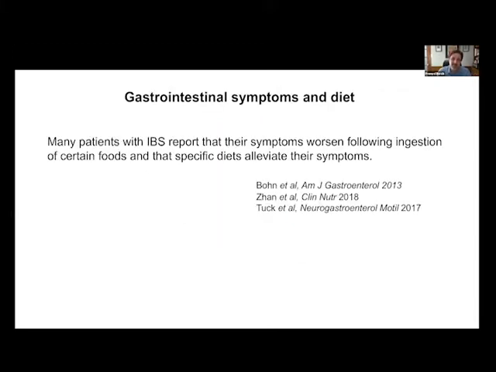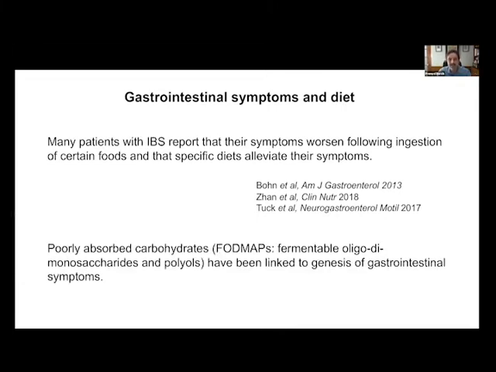With respect to the symptoms, it has been reported by many studies that patients with IBS feel that their symptoms worsen when they ingest certain foods, and that on the contrary, specific diets alleviate their symptoms. One of the diets which is very popular is FODMAP. These are fermentable oligo-, di-, monosaccharides and polyols. These are poorly absorbed carbohydrates, and they have been linked to genesis of GI symptoms.